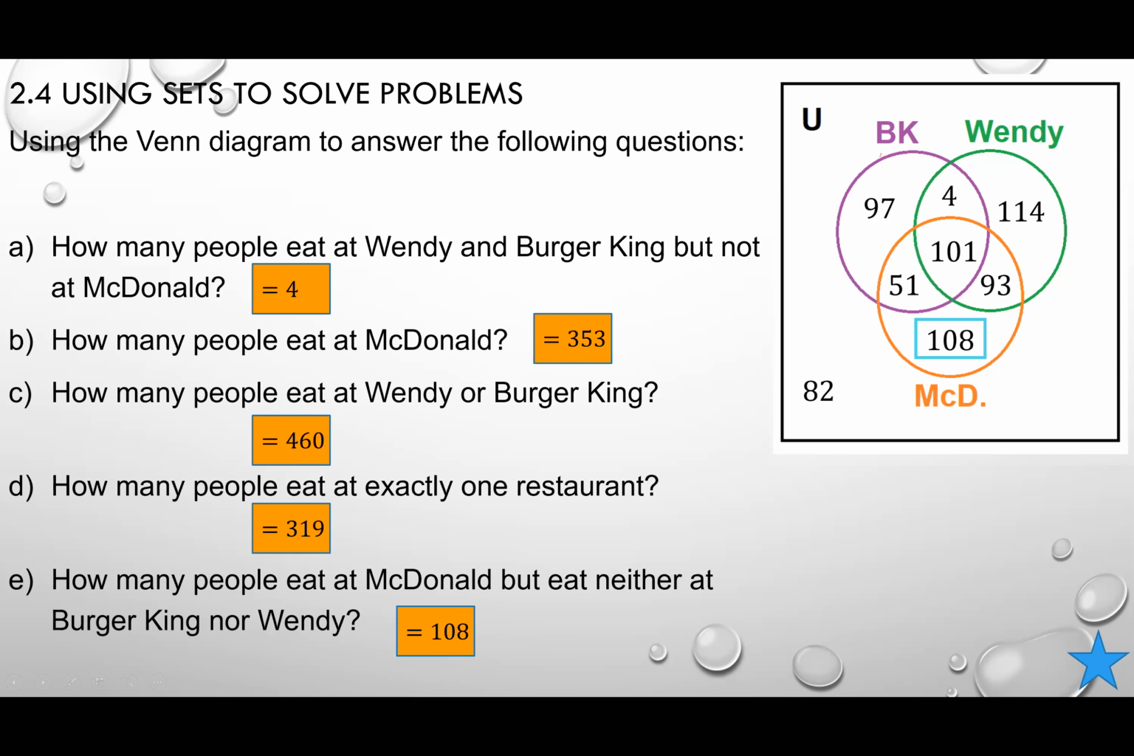Meaning, as long as they're in Wendy's, we X them out. As long as they're in Burger King, we X them out. We don't care about those people. We only care about the rest now. Based on this, we know that these people didn't eat at Burger King or Wendy's. This is the only group that eats at McDonald's, but neither of the other two.